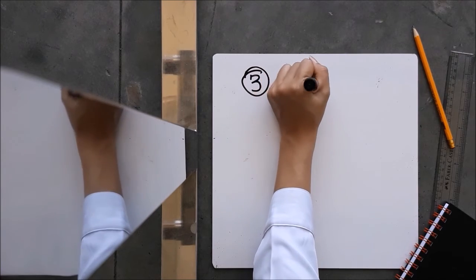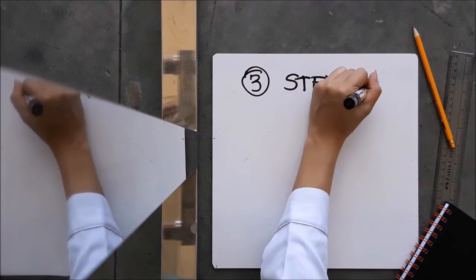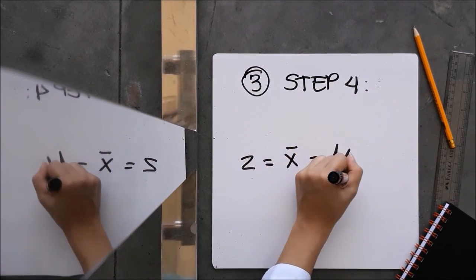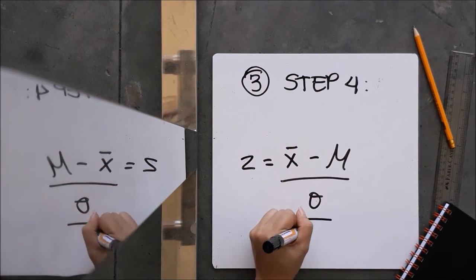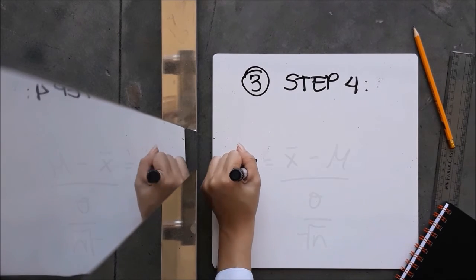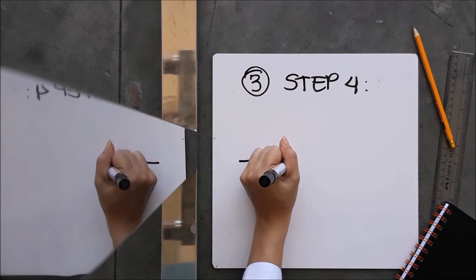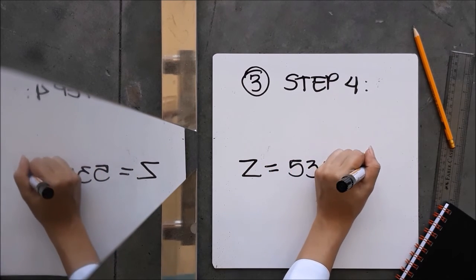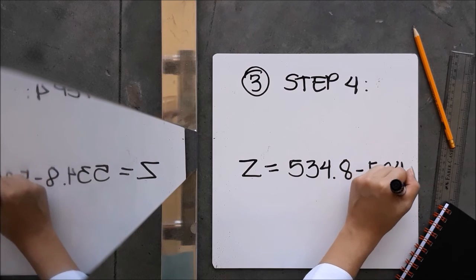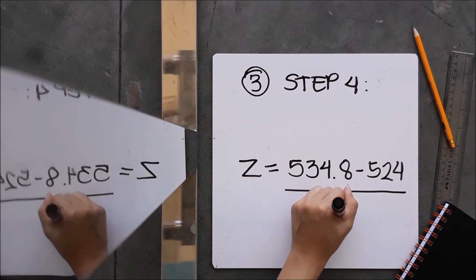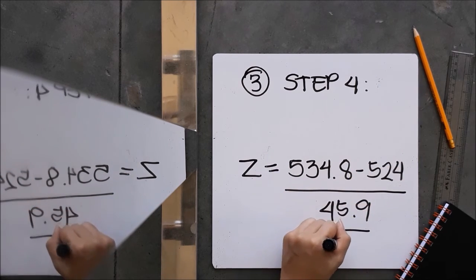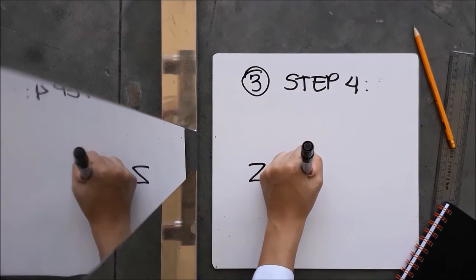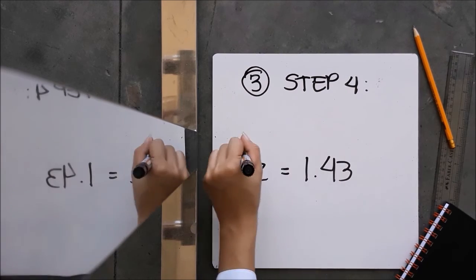Now step 4. Computation. Using the formula z is equal to x bar minus mu over standard deviation over the square root of n, and substituting all the data to the formula, 534.8 minus 524 over 45.9 over the square root of 37. The answer you should get is positive 1.43.